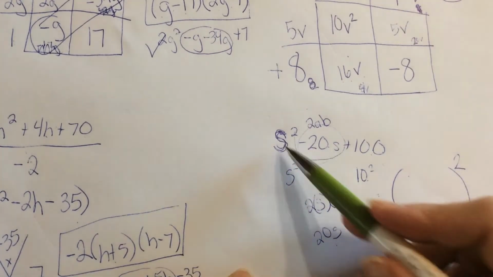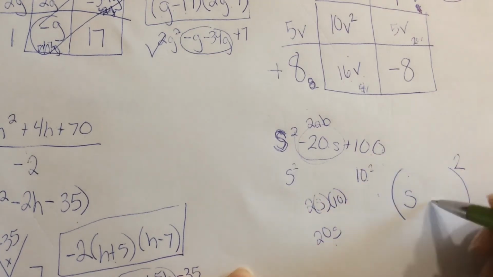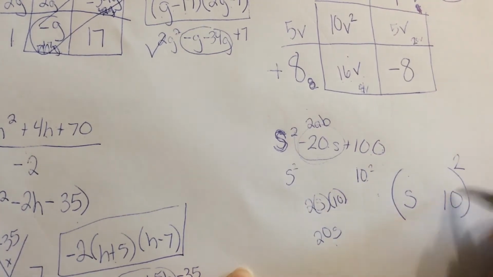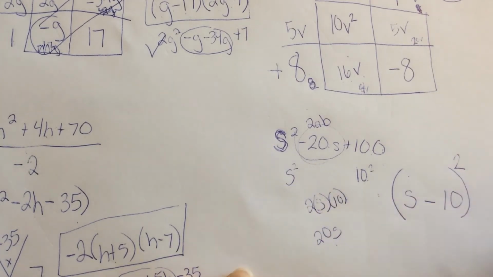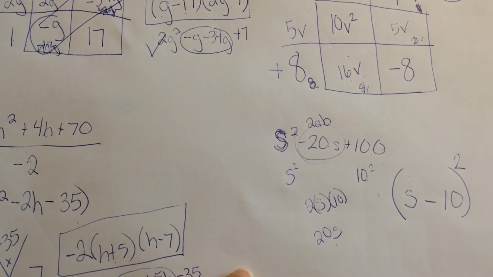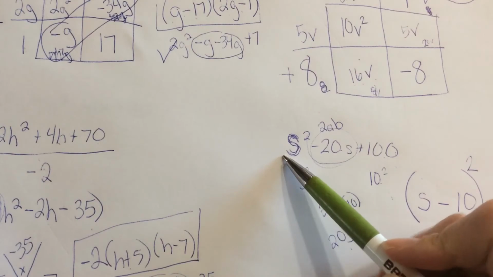Okay, and in this case, S squared, the square root of that is S. 100, the square root of that is 10. And since that middle term is negative, that means this is a subtraction problem. Okay? All right, so make sure you always look for those squares, even if you have a leading coefficient.